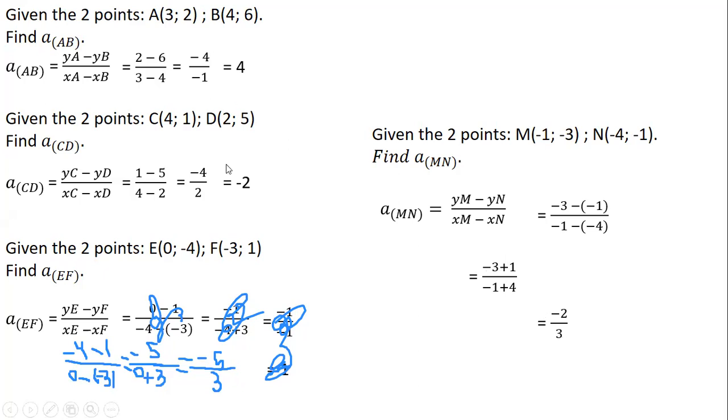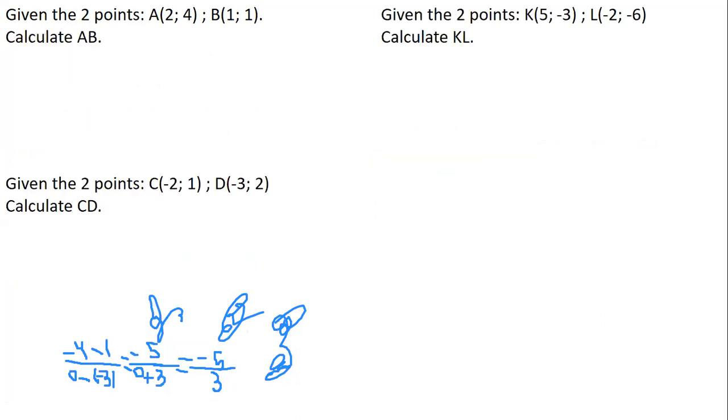This is how we find the slope of any straight line in a system of axes. We use this rule. As you can see, the name of the points may change. Okay? Any question about this practice exercise or we move to the next one? No questions. Okay, everything is clear. Let me move to the next exercise.